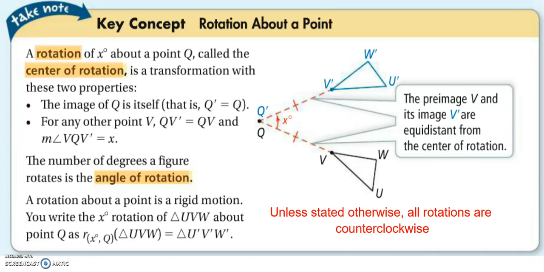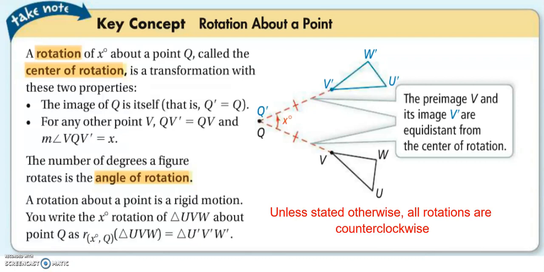A rotation of x degrees about a point Q, which is called the center of rotation, is a transformation with the following properties. Again, this all has to do with rigid motion. Basically, the distance from the pre-image point to the center of rotation and from the center of rotation to the image point would be equidistant. The number of degrees a figure rotates is the angle of rotation.